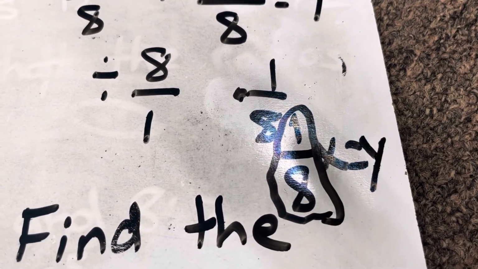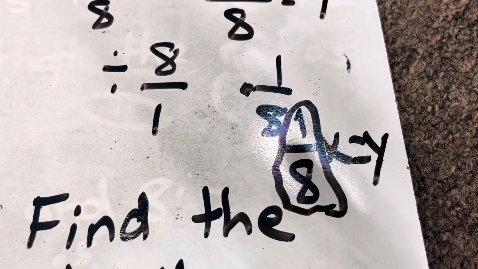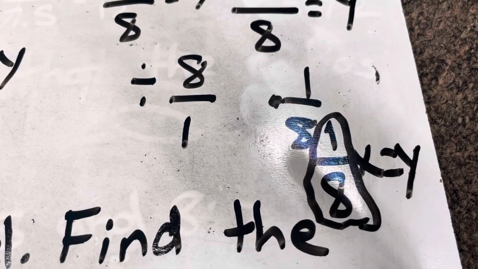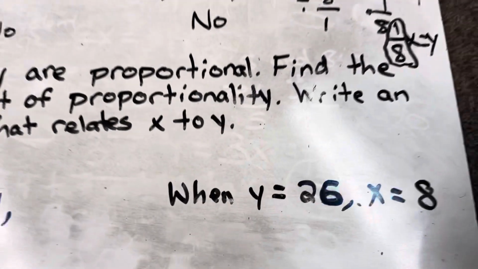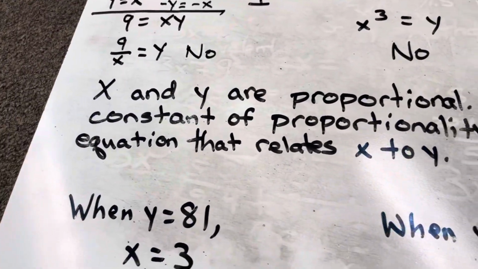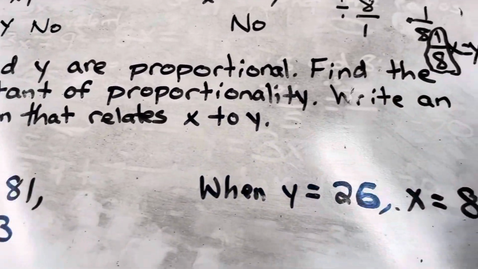Things you got to think about. Sometimes you got to approach things differently, 7th grade. We've talked about this before. A lot of times there are things that we can do. We just have to look at all the different options. Okay? Last section. X and Y are proportional. Find the constant of proportionality. Write an equation that relates X to Y.